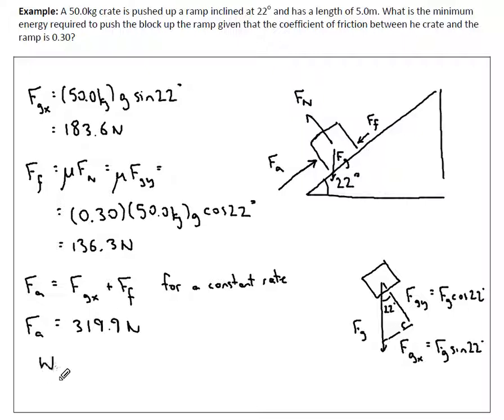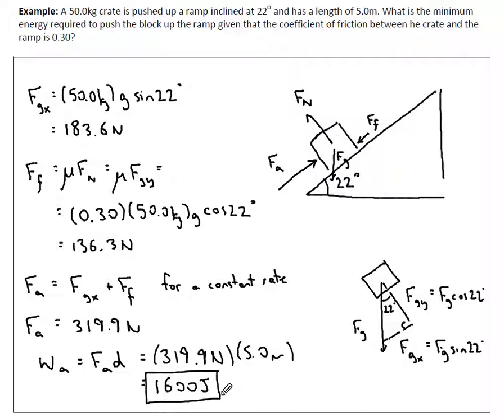So work applied. How much force must we exert? Fa times d. That's just 319.9 newtons traveling 5.0 meters. We need 1,600 joules of energy to get that block up the ramp.